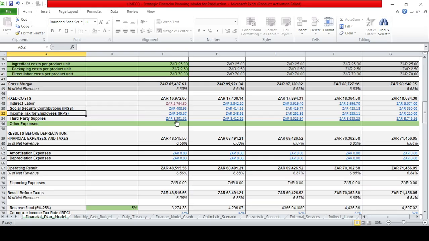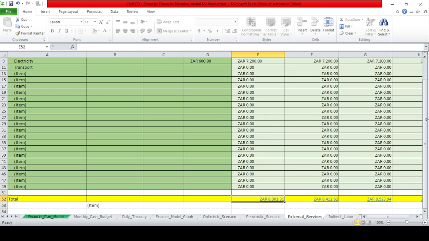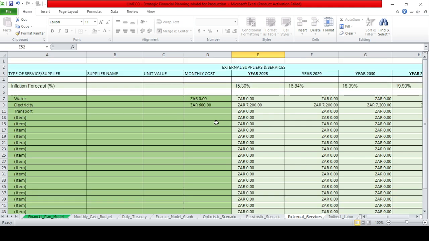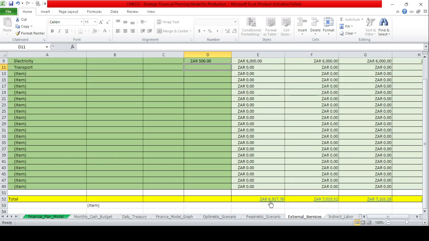Now we need third party suppliers. Here we inserted electricity, 600 of electricity, 200 rand total is here.